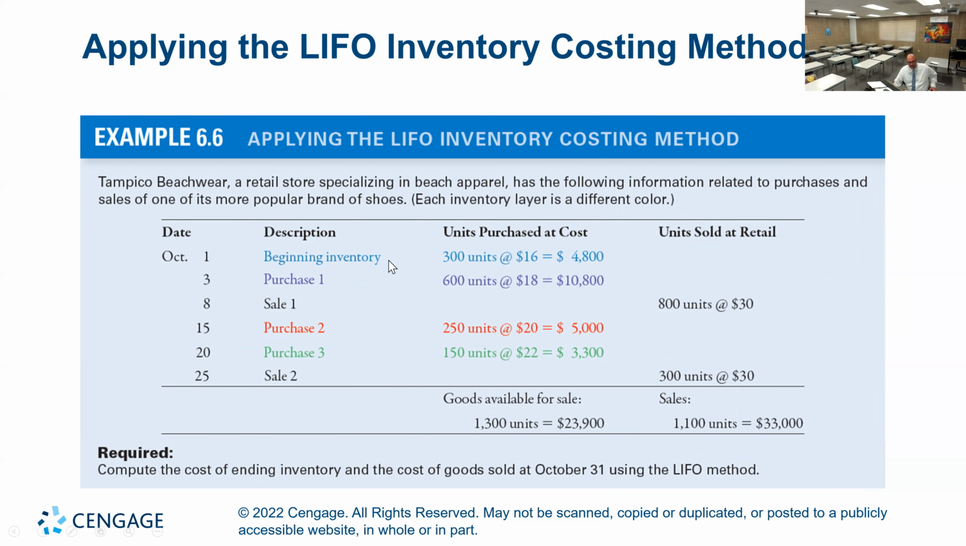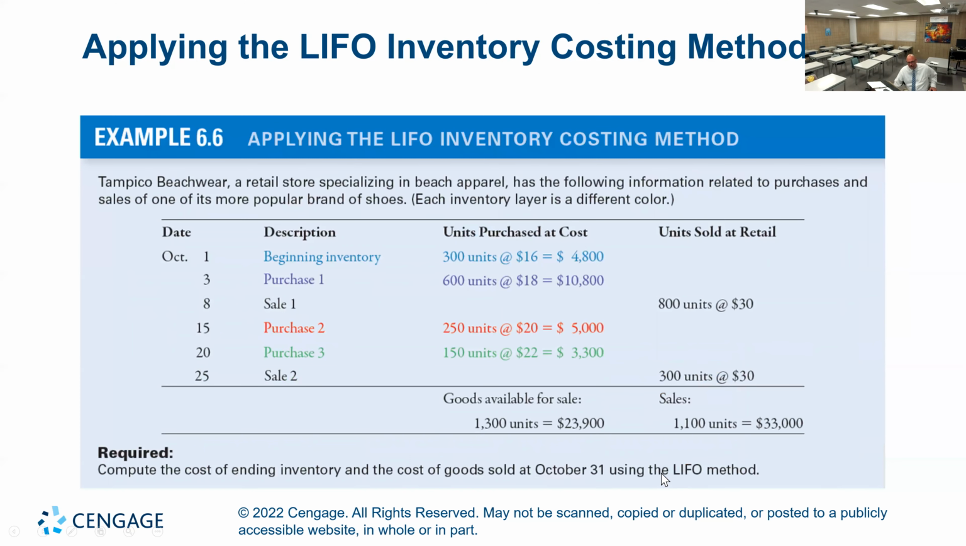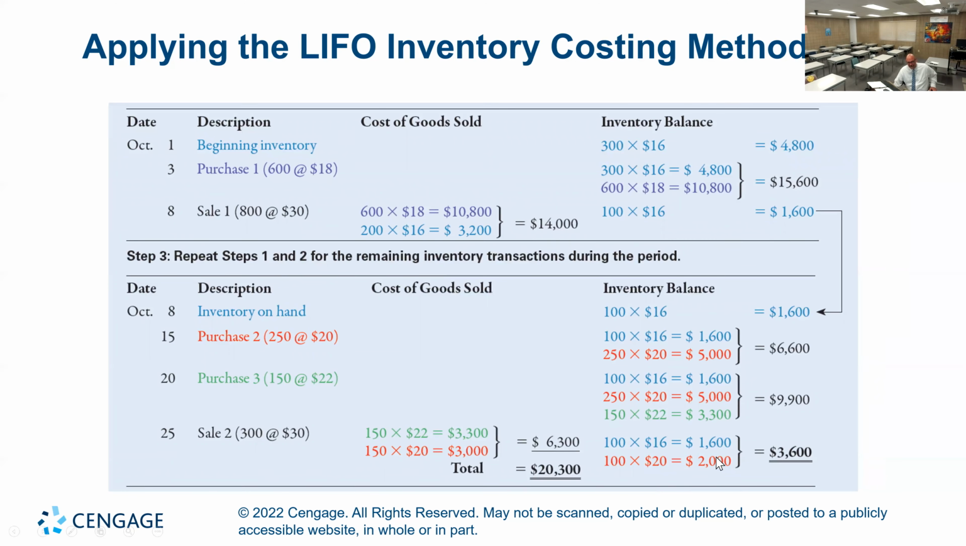where 23,900 is my goods available for sale, my purchases plus everything I've done, minus the 3,600. 23,900 minus the 3,600 gets us 20,300. That's our cost of goods sold without having to do all those intermediate calculations, if we just look at our units and calculate our ending unit inventory amount.